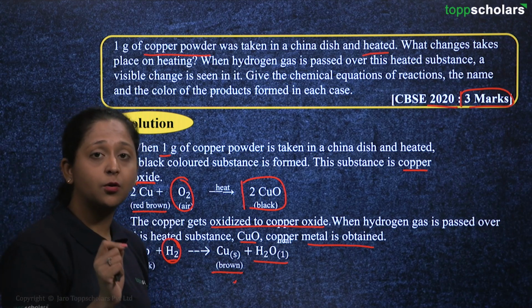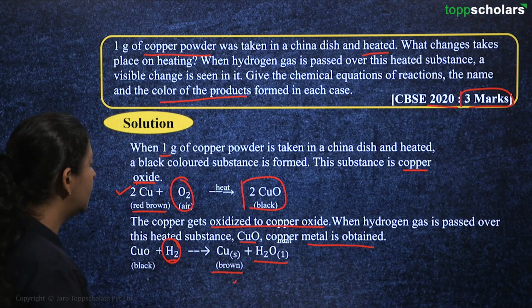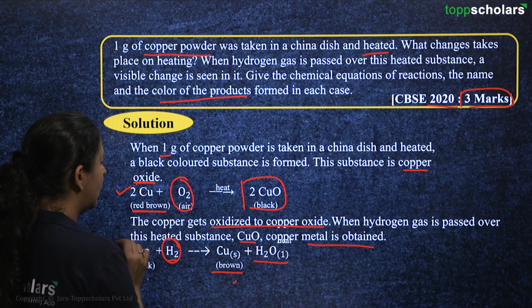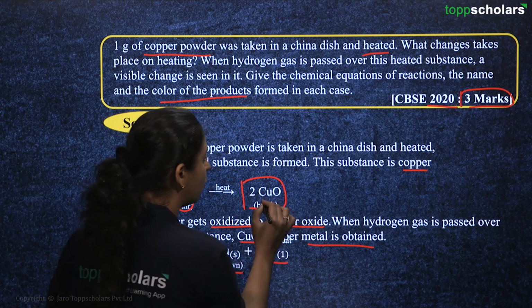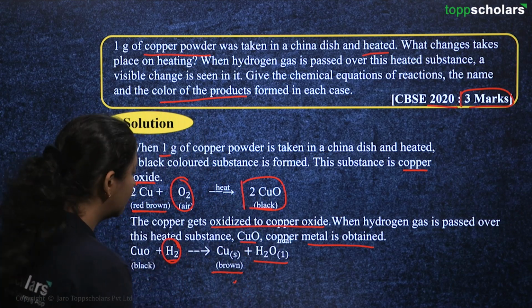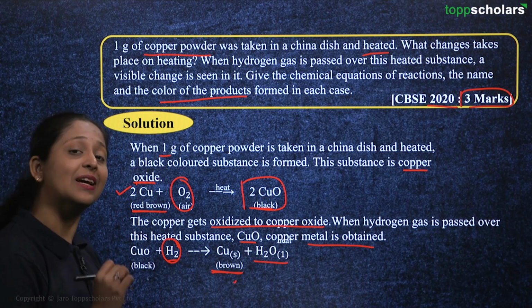Also, there was a question to mention the color of the products which are formed in this situation. The color that you find for the copper in the beginning is red-brown. The product formed, copper oxide, is black in color. In the second reaction, the copper metal formed is again brown in color.